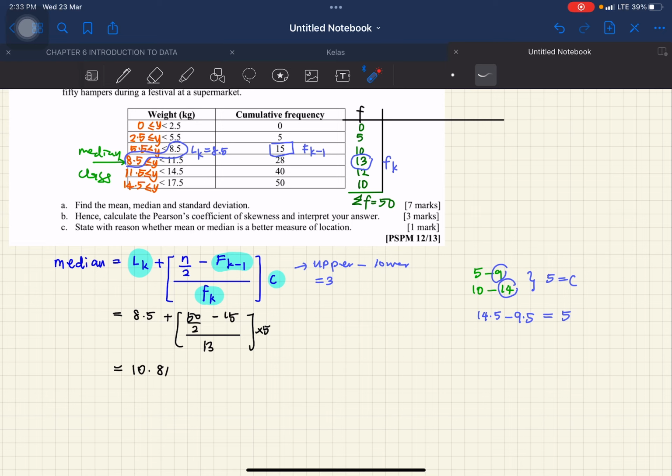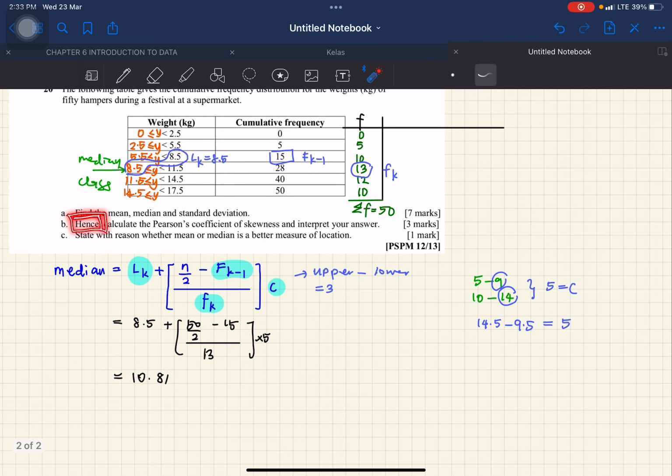Tak ada belas kasihan, kosong terus. Okay, so awak memang akan dapat kosong sebab soalan dah cakap kat sini. So awak memang kena guna apa yang awak dah cari previously, which is mean and median. Okay, so kita akan gunakan formula.